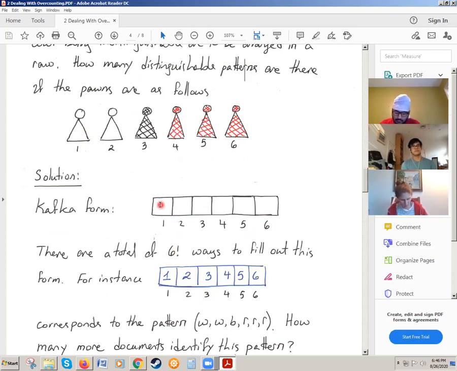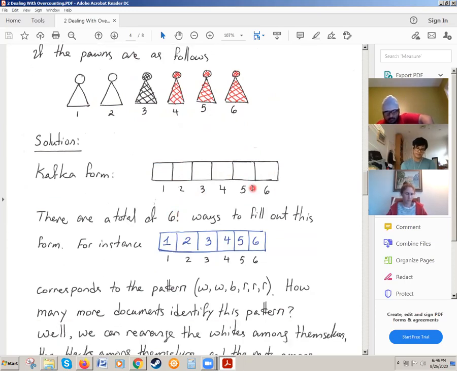If they are all distinct individuals, there are clearly 6 factorial possible ways to fill in this form. But as you obviously see, there are redundancies. If I have the code 1 2 3 4 5 6 or the code 1 2 3 5 4 6, they represent the same pattern, because all I see is white white black red red red. So 6 factorial captures all the outcomes, but it's overcounting. So what do I do?